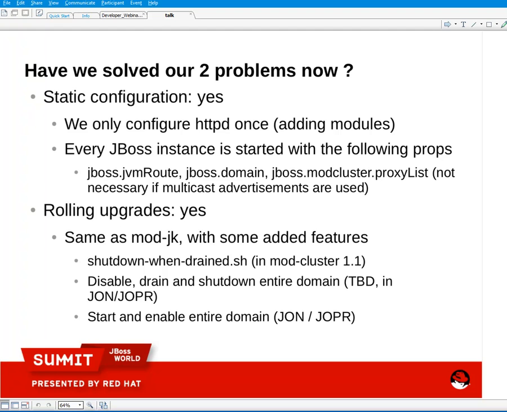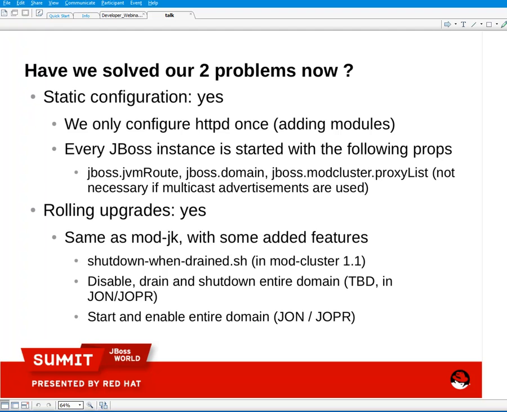All right, so have we solved our two problems now? I think so. Static configuration is done. We do not need workers.properties or URI worker map.properties anymore. We only configure the HTTP daemon once, adding a few modules, adding a handler, and that's it. And then each JBoss instance is started with a list of HTTP daemons, so that JBoss instance knows which HTTP daemons it needs to talk to.